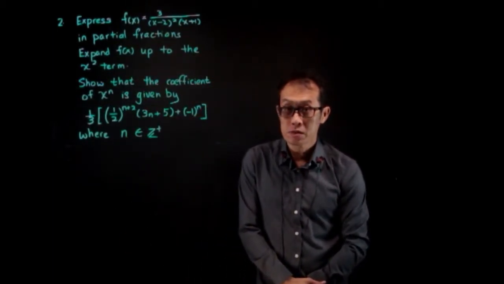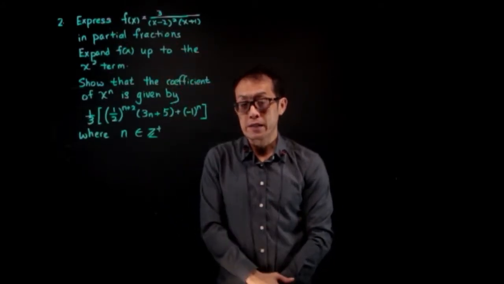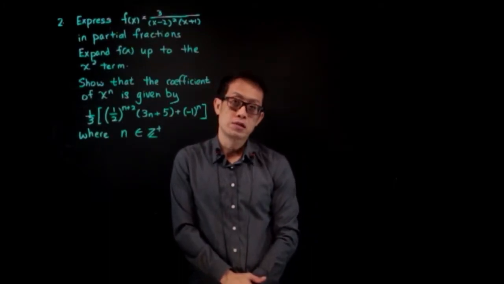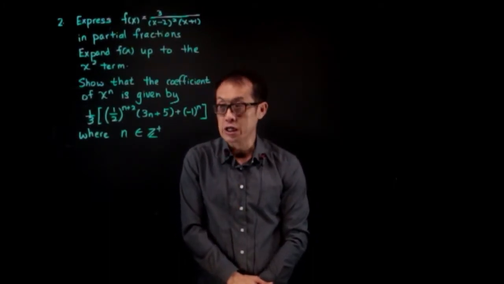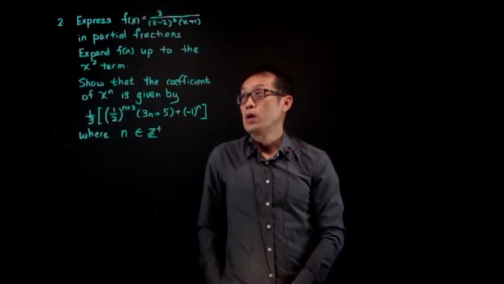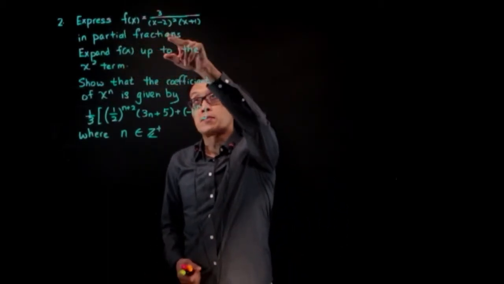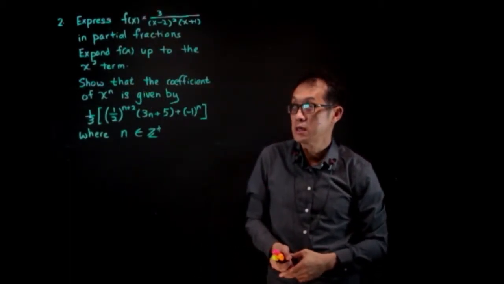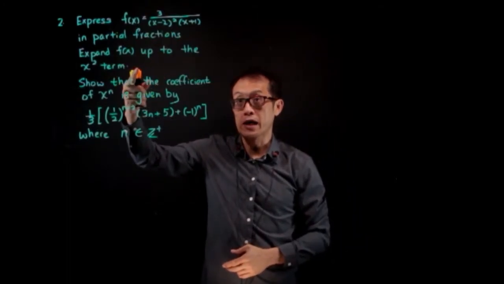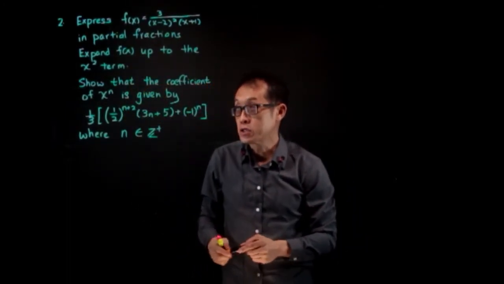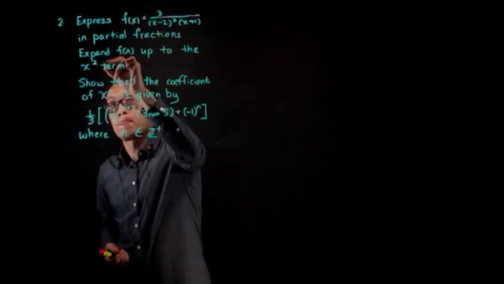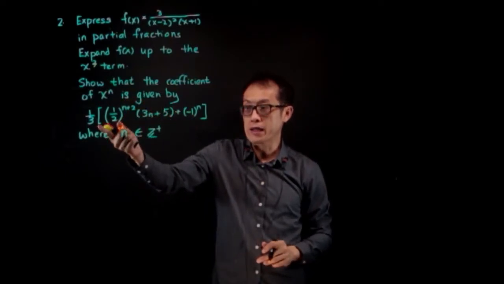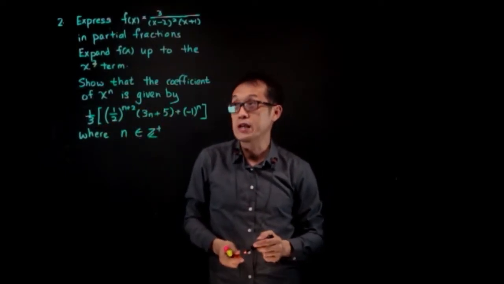In this question, we will be expanding using binomial expansion where the powers are a negative integer. We are asked to express this expression f of x in partial fractions, and then expand this up to the x cubed term. This should be x cubed. And then show that the coefficient of x to the power n is given by this, where n is a positive integer.